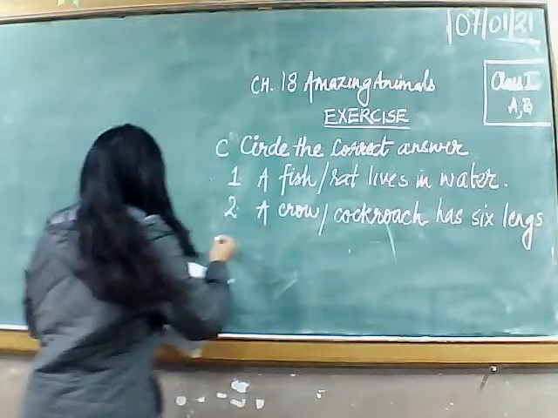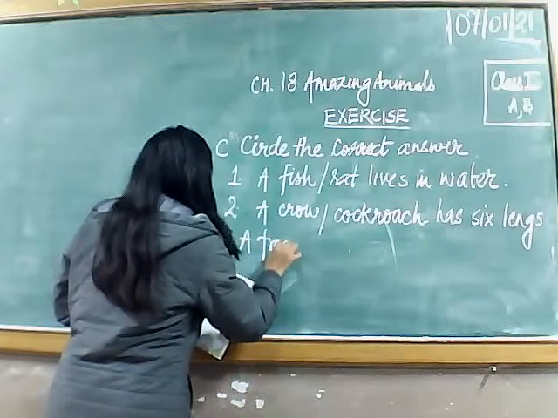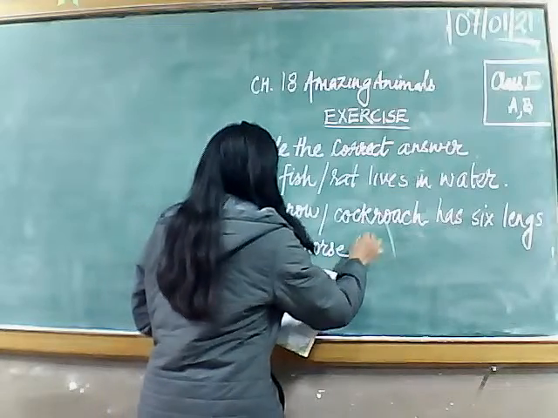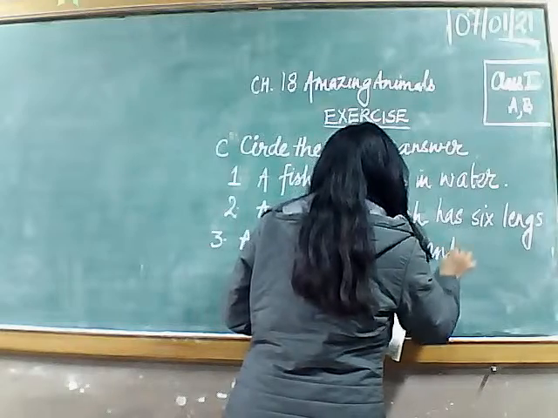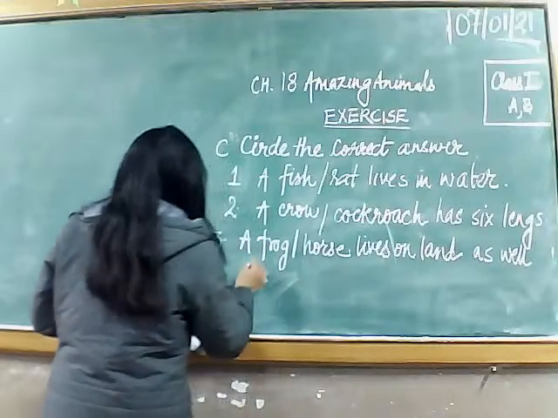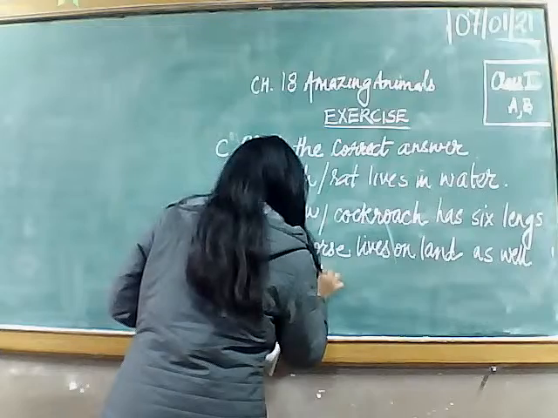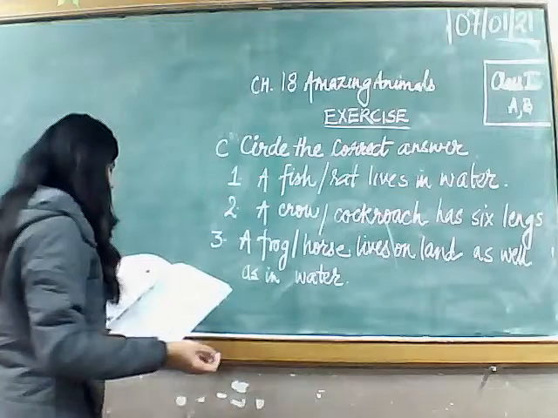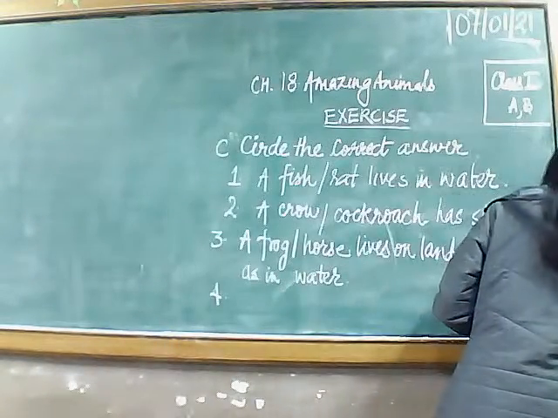Okay. A frog or horse lives on land as well as in water. Okay, children. The fourth question. Circle the correct answer. A rabbit or sparrow can fly.